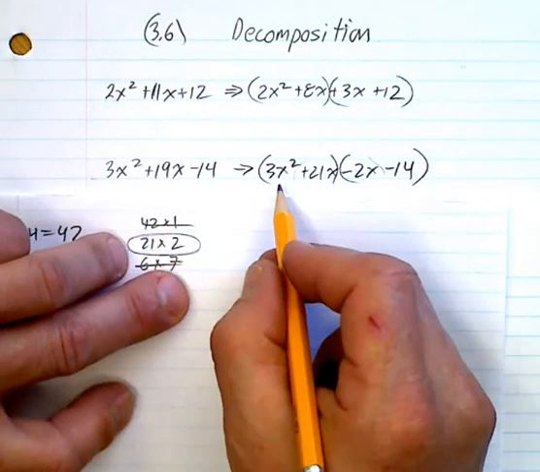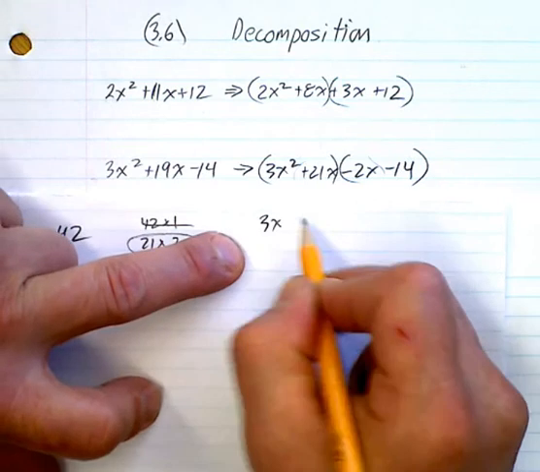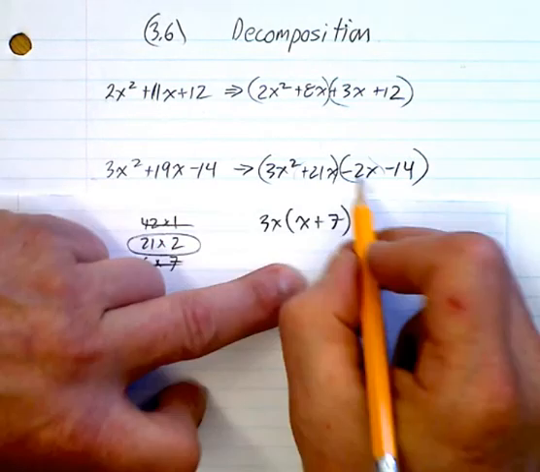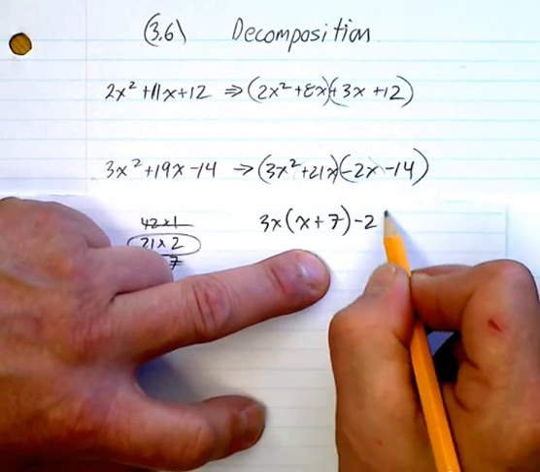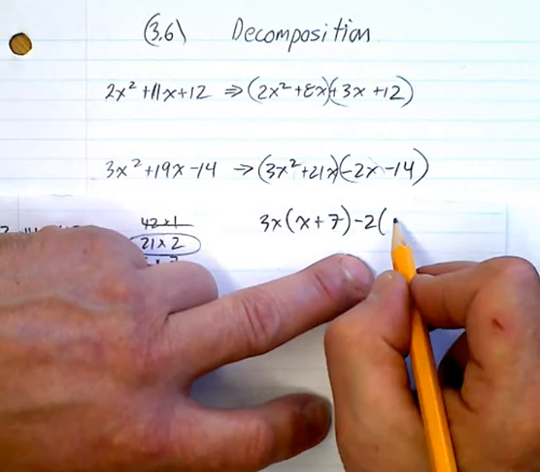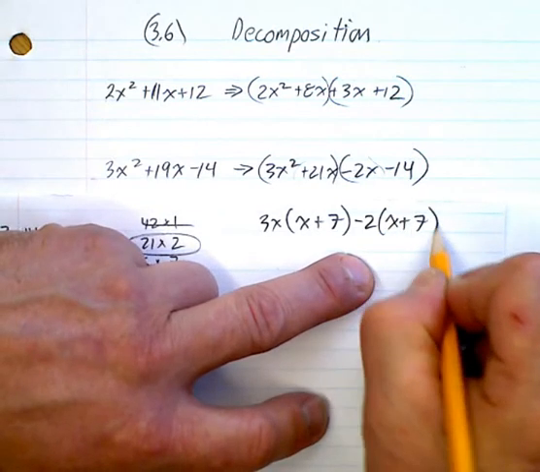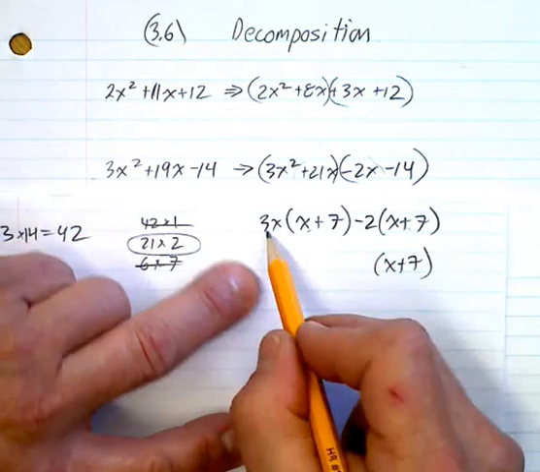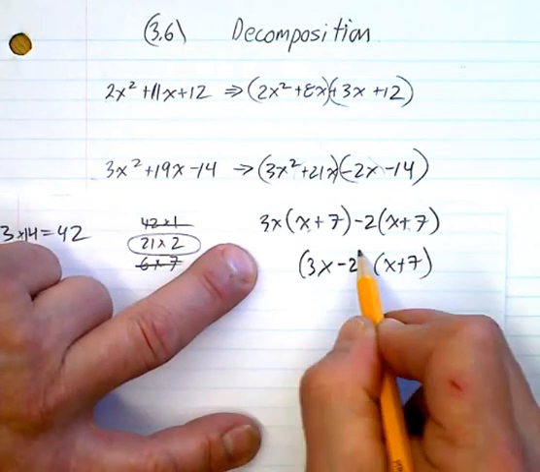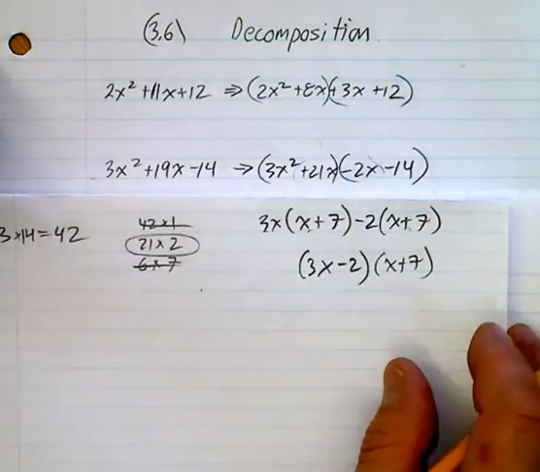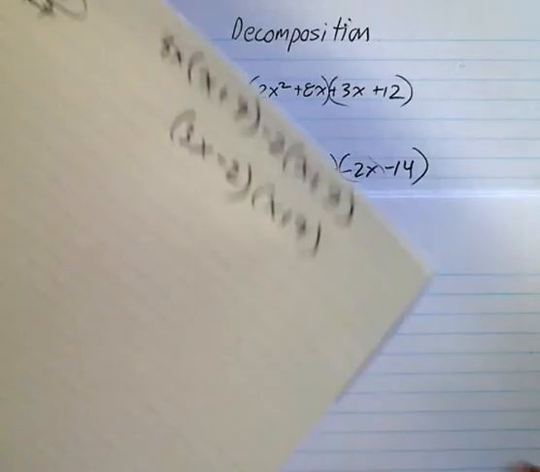In this case, you can take out a 3x, and you're left with x plus 7. In this case, you can take out a negative 2. Always take out the negative if there is one. Take the sign with it. You're left with x plus 7. Boom. There you go. x plus 7 is one factor, and 3x minus 2 is the other. So this method works pretty well. I don't use this one that much.